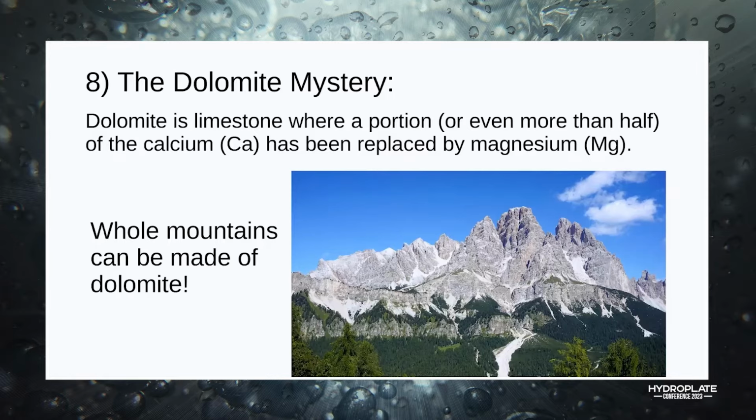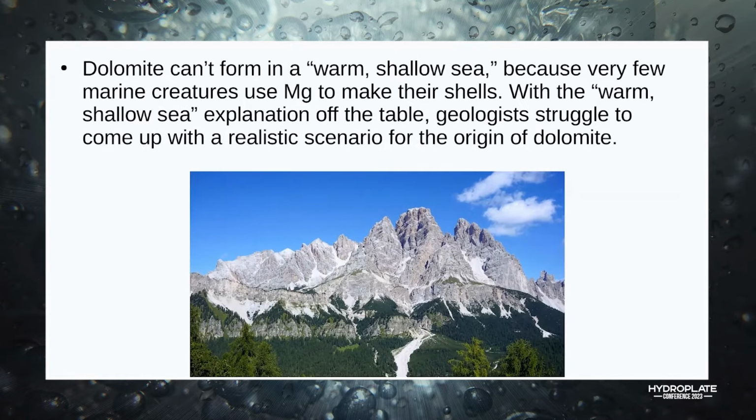Dolomite is limestone where a portion, or even more than half, of the calcium carbonate has been replaced by magnesium. Whole mountains can be made of this dolomitic rock. Now, dolomite can't form in a warm, shallow sea because marine creatures generally don't use magnesium to make their shells. So, with the warm, shallow sea explanation off the table, the geologists struggle to come up with a scenario for how this magnesium got into the limestone to make dolomite.